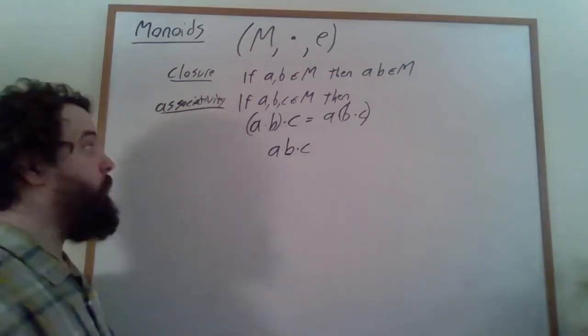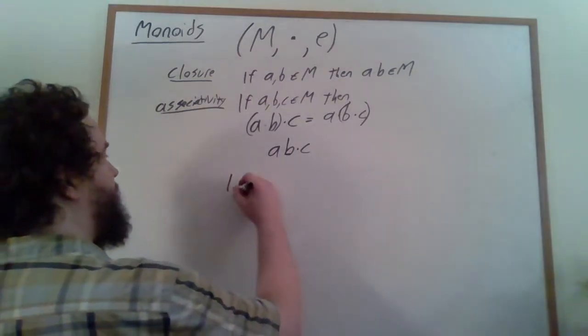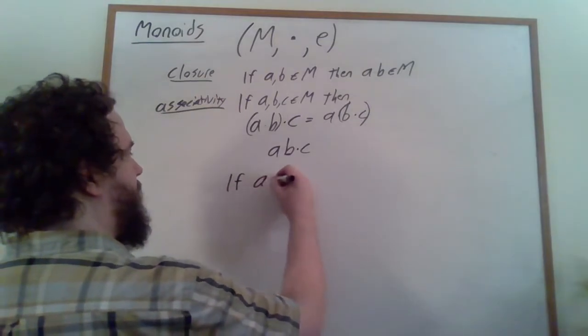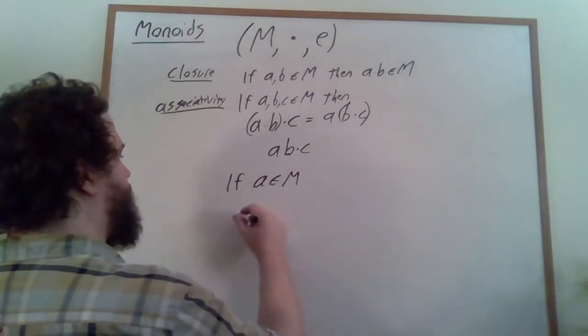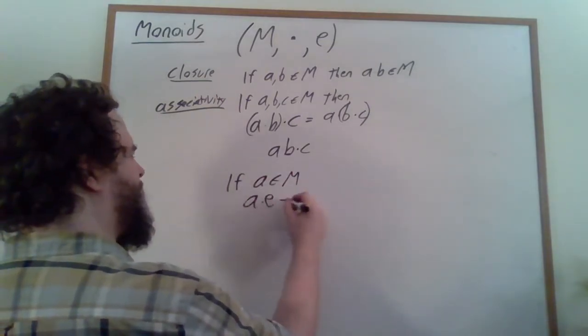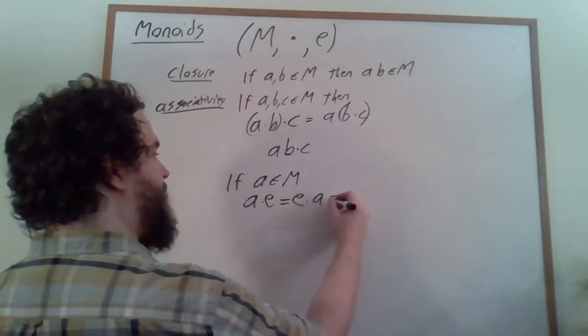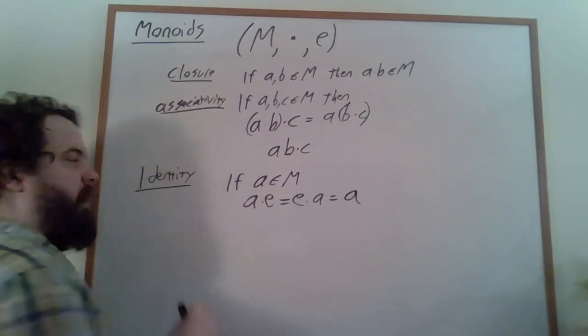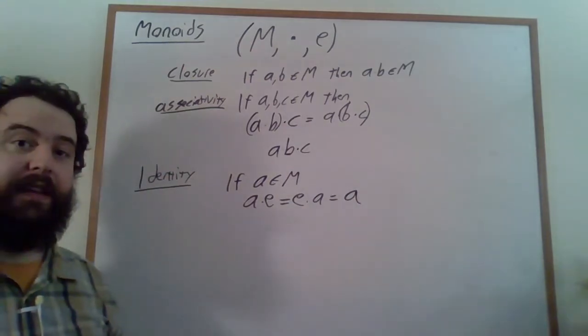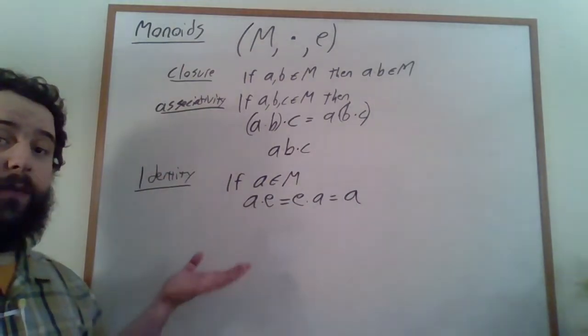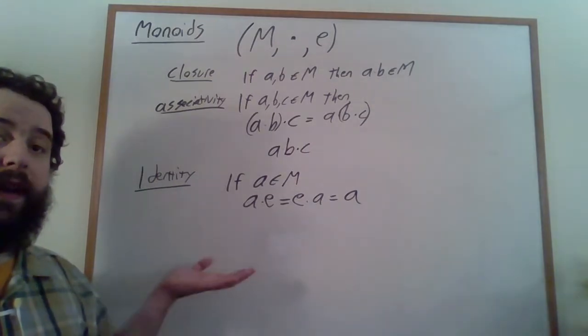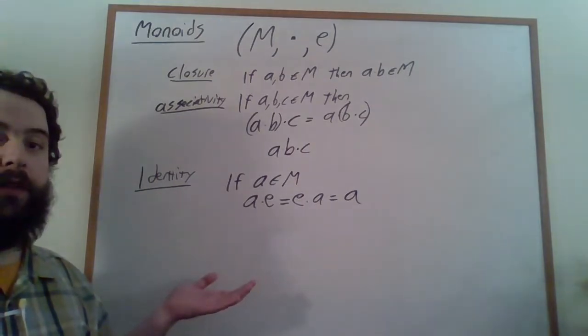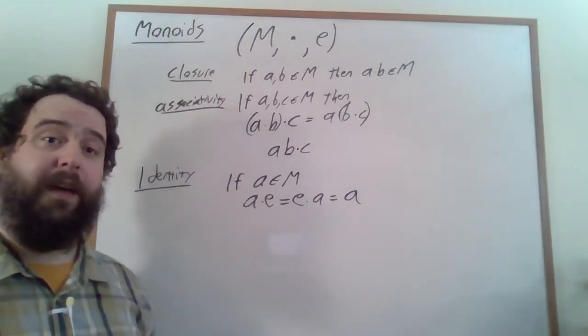And then finally we have the property that if A is an element of our structure, then A dot E is equal to E dot A is equal to just A. This property is called identity. It's the property that 0 has when it comes to addition, and the property that 1 has when it comes to multiplication. So let's talk about some examples of monoids.